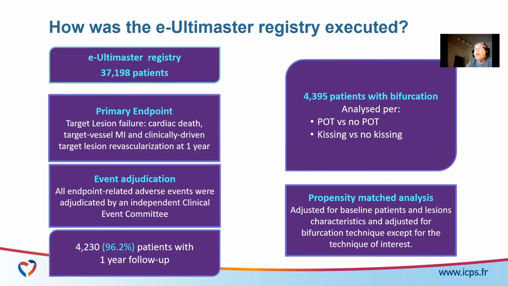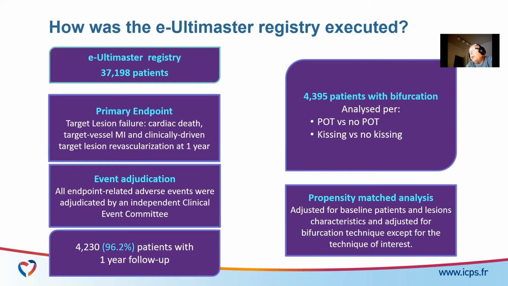In this registry, 4,395 patients have been treated on bifurcation. The primary endpoint is target lesion failure at 1 year. All the clinical events have been adjudicated by the independent committee. The rate of clinical follow-up is good. And we here analyze the result by using POT versus no POT and kissing versus no kissing.